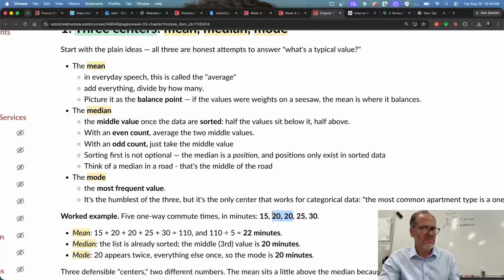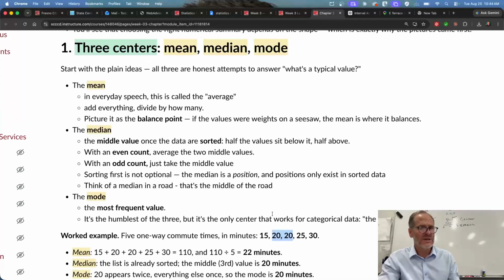So mean, median, and mode are 3 centers. The mean, the average, gives you a center measurement, a measure of center. The median gives you a measure of center, and the mode gives you a measure of center, the most frequently occurring number. You know why this is important?